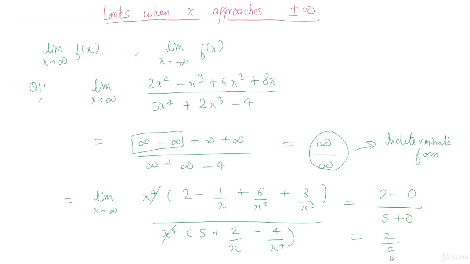So this is the way to compute the limit when x approaches infinity in any function. This is the key point to remember: we have to take out the largest power of x in the denominator as a factor from the numerator and the denominator. This was the case when we considered x approaching infinity. Now let's take an example when x approaches minus infinity.